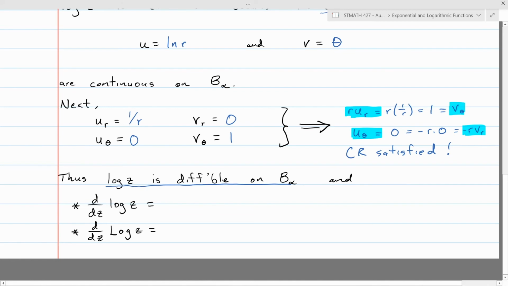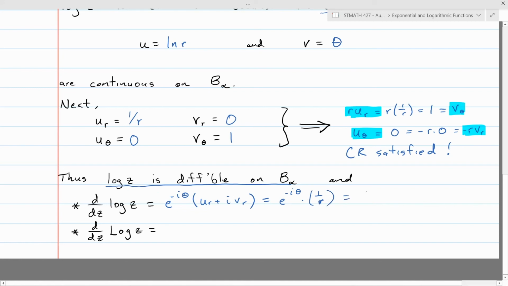We had a formula in that sufficient conditions theorem that said, in the polar form, that the derivative would be e to the negative i theta times u sub r plus i v sub r. Well, we can write down what that is real quick. That'd be e to the negative i theta times u sub r, which is 1 over r, and then v sub r is 0, so you just get 1 over r there.